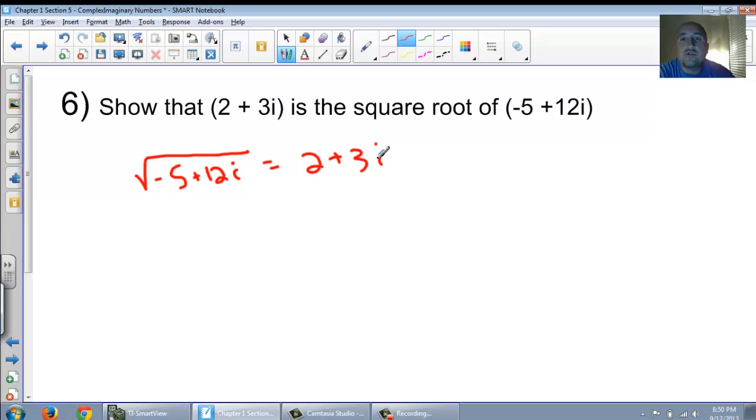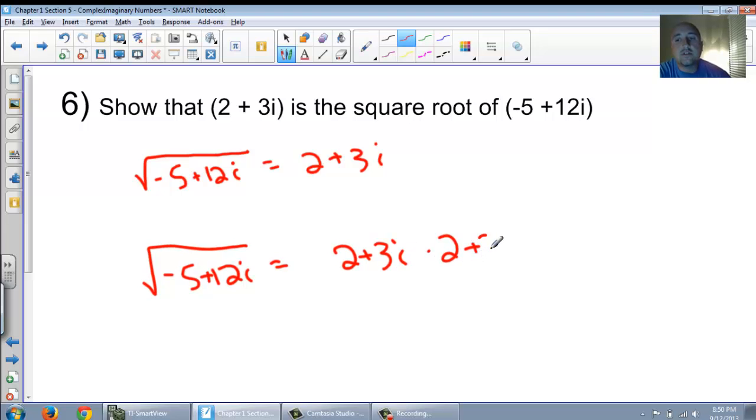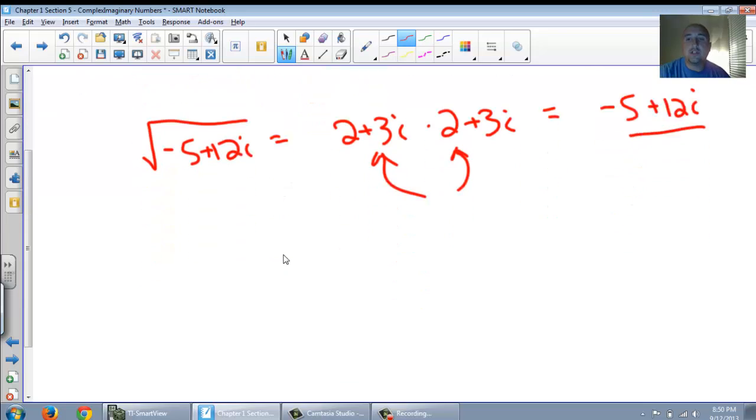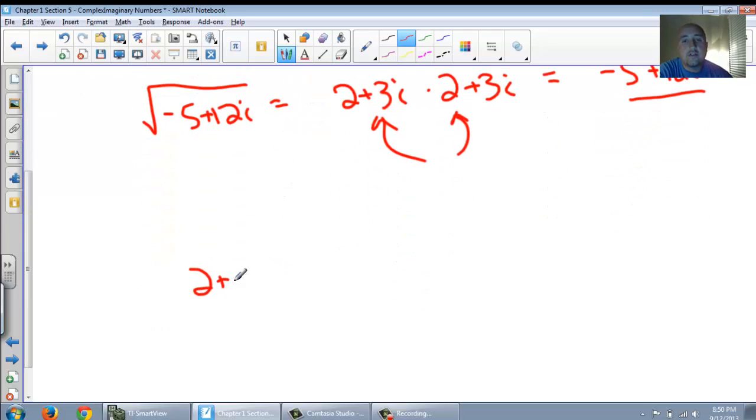Okay, so how do you think we are going to do that problem? Anytime you take the square root of something, it's saying that 2 plus 3i times 2 plus 3i should equal negative 5 plus 12i. That's what square root means. What two numbers multiplied by each other equal the number under the square root? Okay, so let's show that really quickly. So we need to show that 2 plus 3i times 2 plus 3i is equal to negative 5 plus 12i.